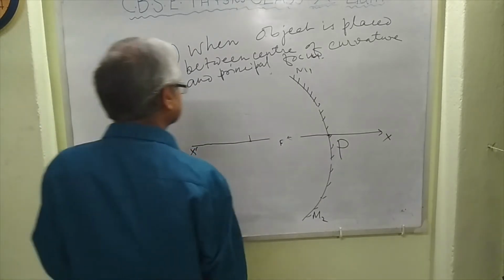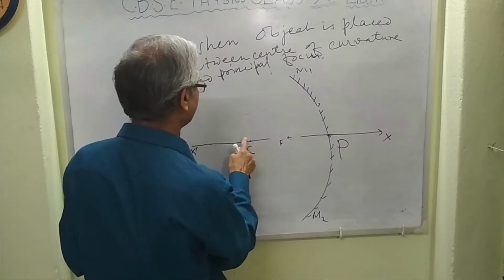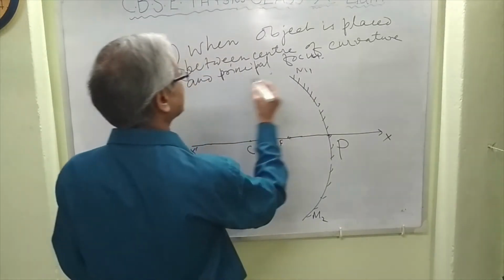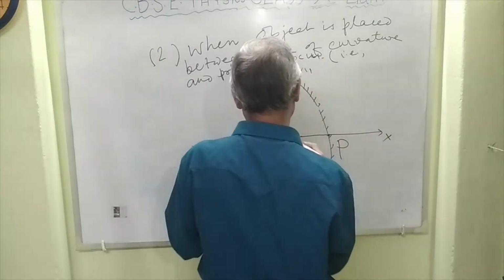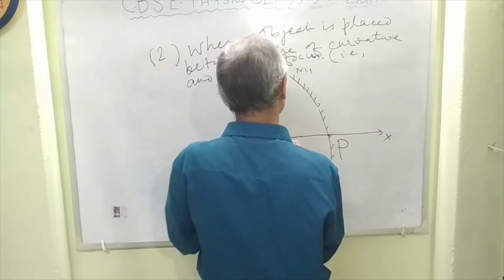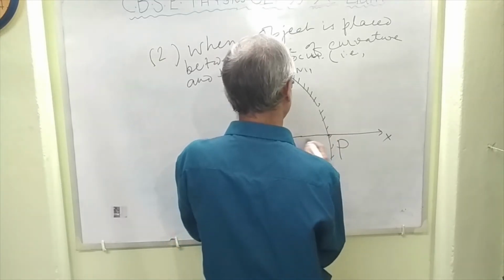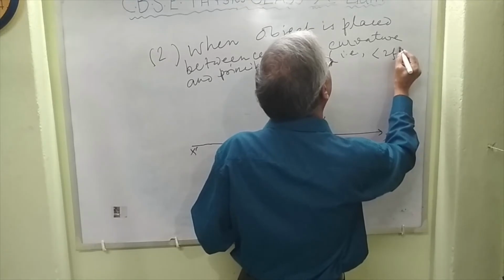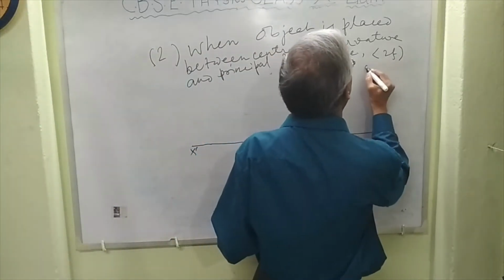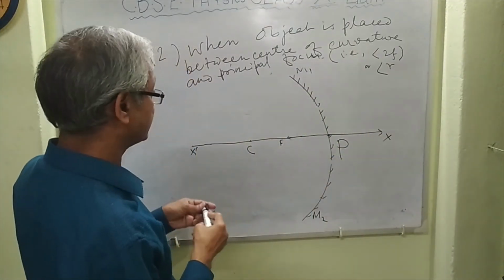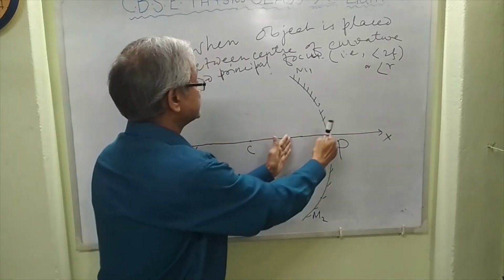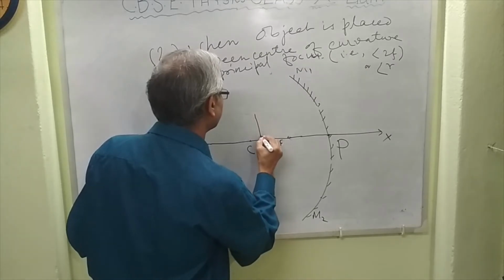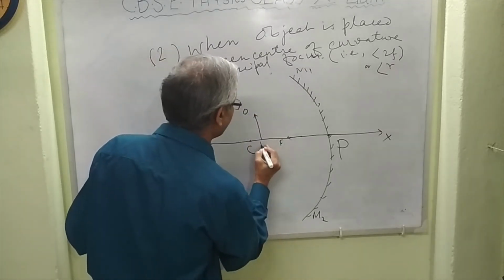This is C, and this is F. Now, the object is situated between C and F, that is between R and F, which is less than 2f. 2f means R, so less than R or less than the radius of curvature. This is 2f. This is f. Now, the object is placed between C and F. This is the object OP.